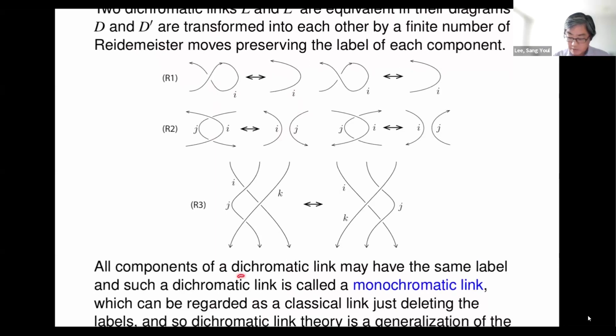All components of a dichromatic link may have the same label, all 1 or all 2, and such a dichromatic link is a monochromatic link. Actually, a monochromatic link can be regarded as a classical link, just by deleting the labels. So dichromatic link theory is a generalization of classical link theory.